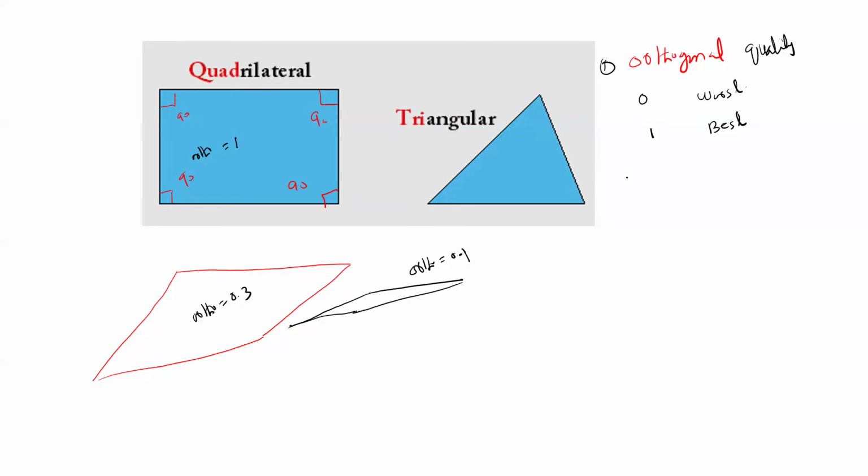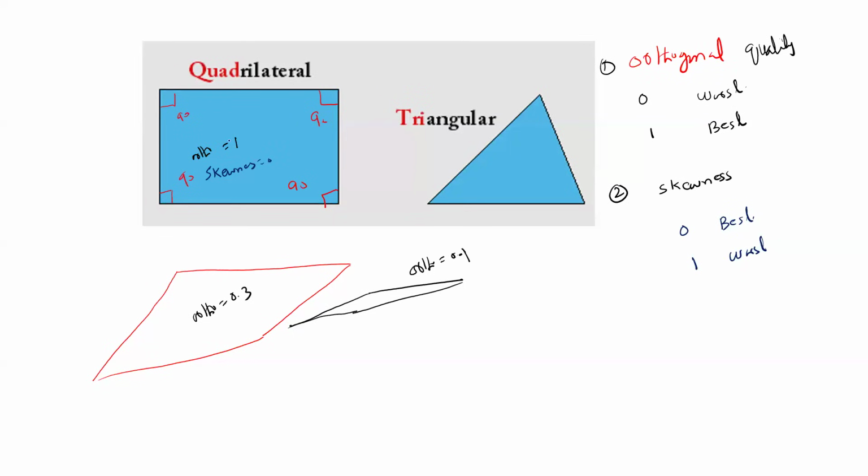In a similar way, the second thing is the skewness. Okay. The only difference is that the orthogonal quality has 0 as the worst and 1 as the best. Here 0 is the best and 1 is the worst. So what does it mean? It means that right now this is not skewed. There's no skewness; one line is not skewed compared to the second line. So they are not skewed right now, all the sides. So right now this is like a perfect shape. So the skewness right now is 0.